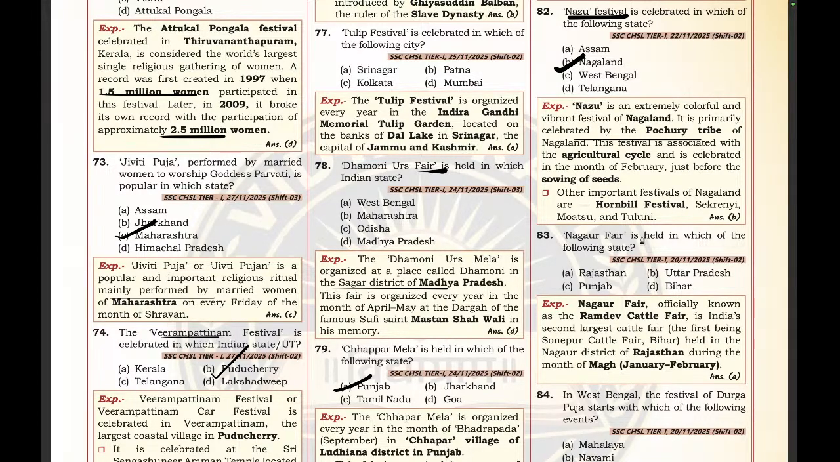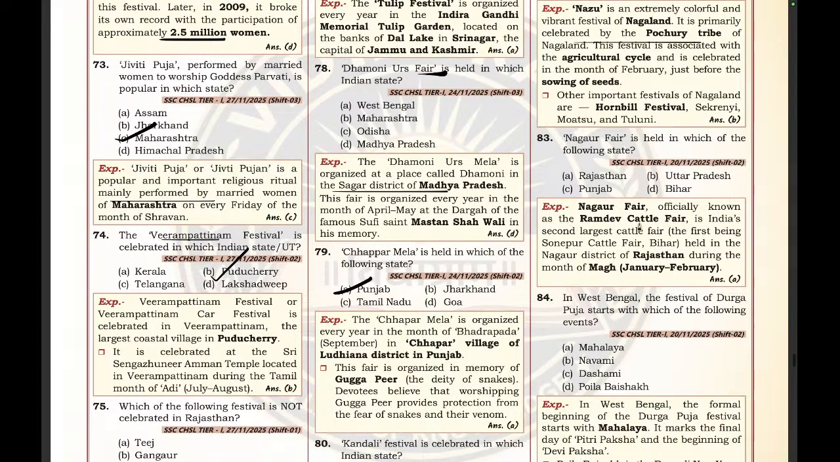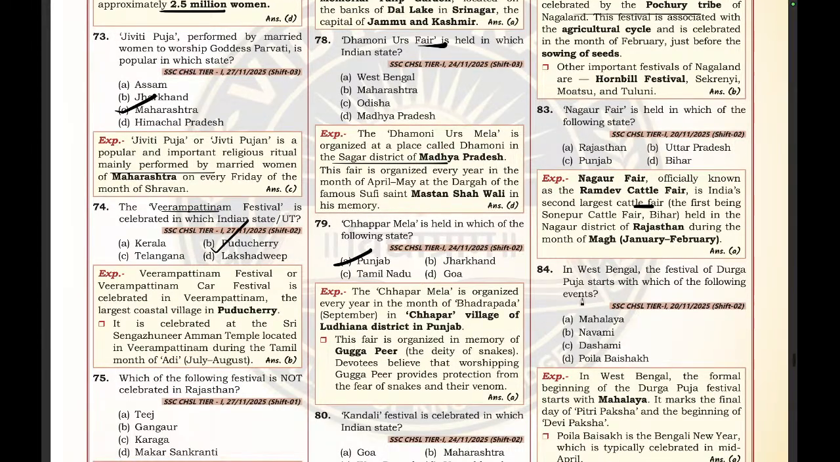Where is the Nagaur fair held? Nagaur is in Rajasthan. Okay. It is the Ramdev cattle fair, the second largest cattle fair in India. Sonpur cattle fair is in Bihar, while this one is held in Nagaur district of Rajasthan.